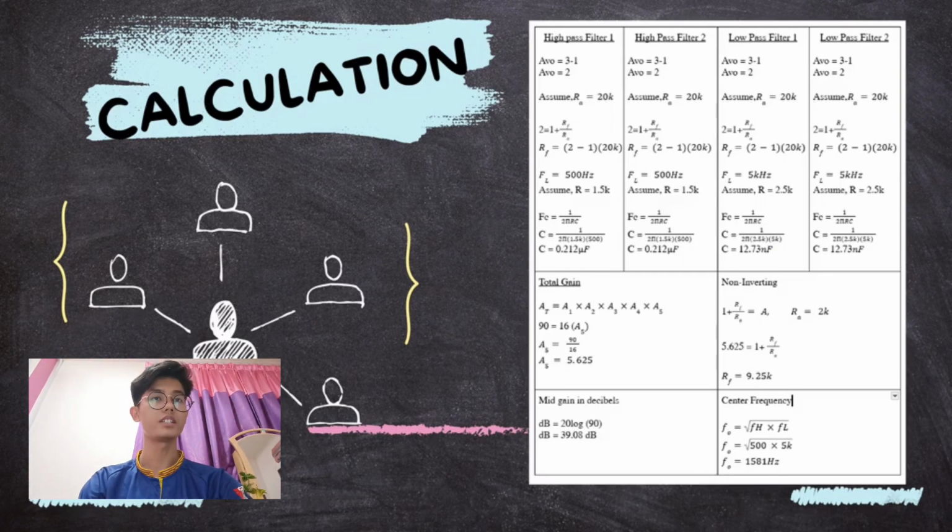Again, using the non-inverting formula, we can calculate the RF by changing the total gain. 5.625 is equal to 1 plus RF over RA. From there, we can find our RF. With RA value of 2k, that makes the RF value 9.25k.